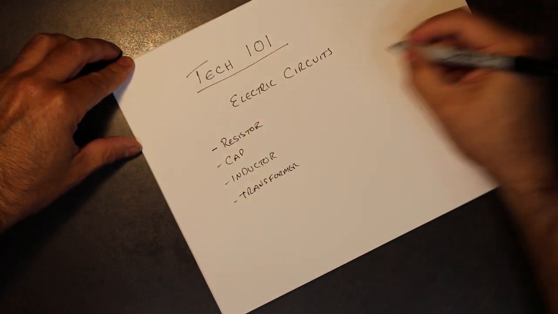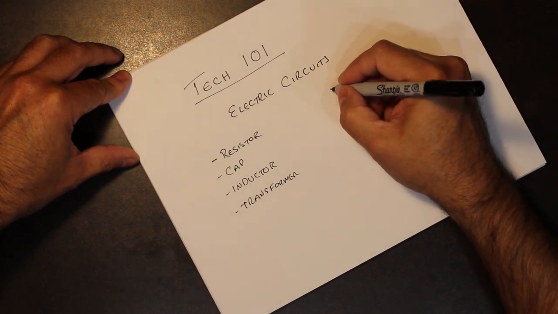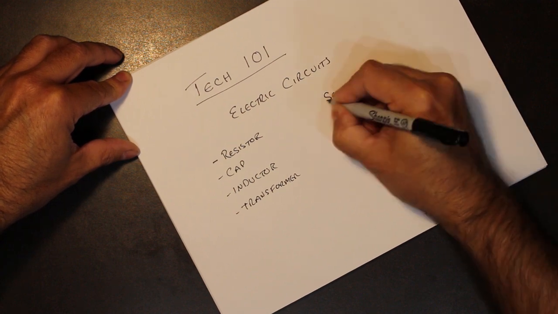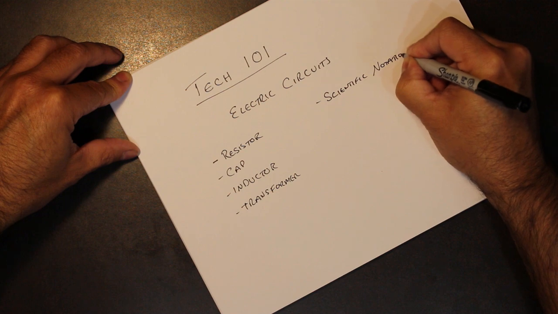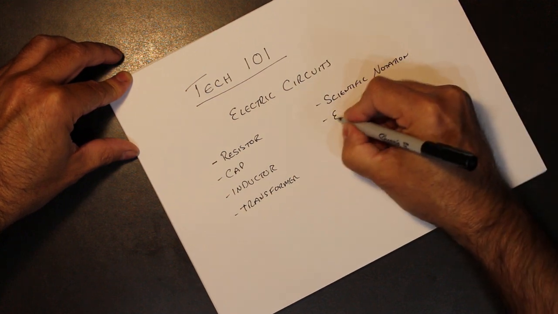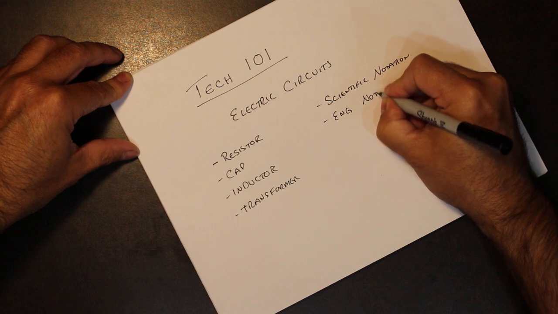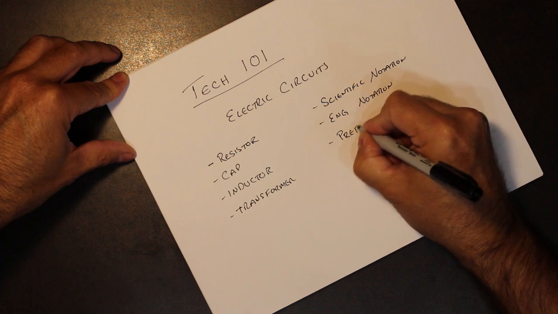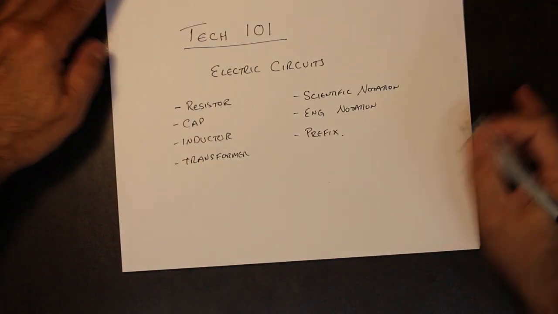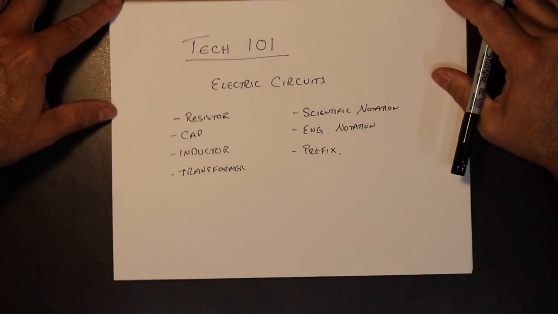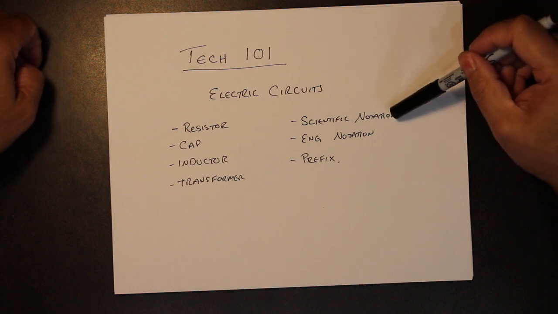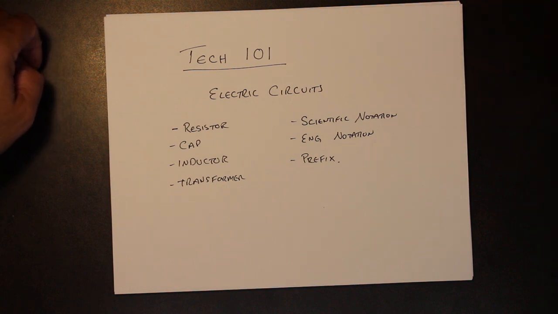And then what we're going to be looking at is things that have to do with number systems. So we're going to be looking at scientific notation, we're going to be looking at engineering notation, and we're going to be looking at what's known as a prefix. So that's what we're going to be looking at today. Some basic components and then number systems, or things to do with numbering systems and doing our math.